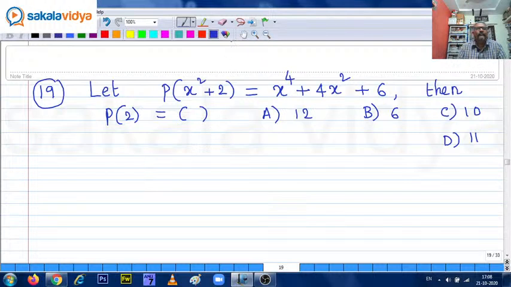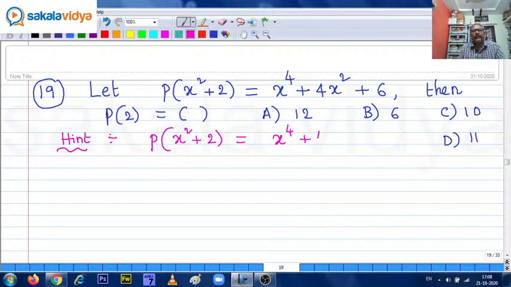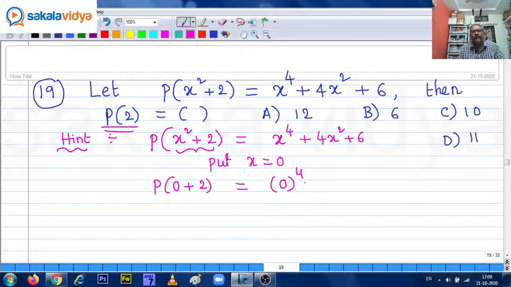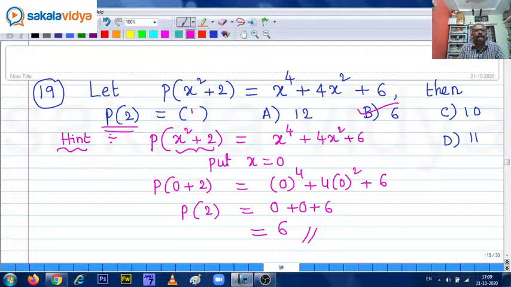Okay, let us try. Hint. Here given p of x square plus 2 equals x to the power of 4 plus 4x square plus 6. We are asked to find p of 2. How do you get p of 2? Put x equal to 0 on both sides. So p of 0 square plus 2 equals 0 power 4 plus 4 times 0 square plus 6. This is p of 2 equal to 6. That's the answer. Option B. Yes, absolutely correct.